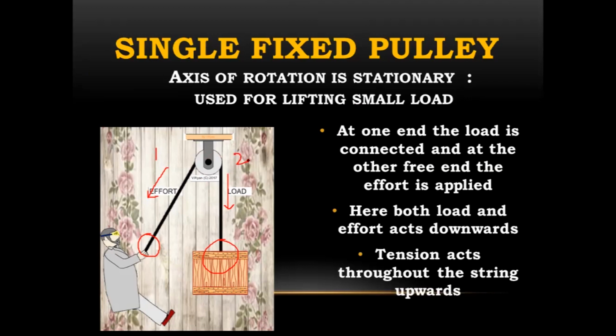So the string is under tension. You know what is tension? You take a rubber band and you stretch it as much as you can. You say that there is tension. So whatever you stretch or pull will undergo tension. So here the string is undergoing tension, and the tension of the string on both sides is in the same direction, which is downwards.